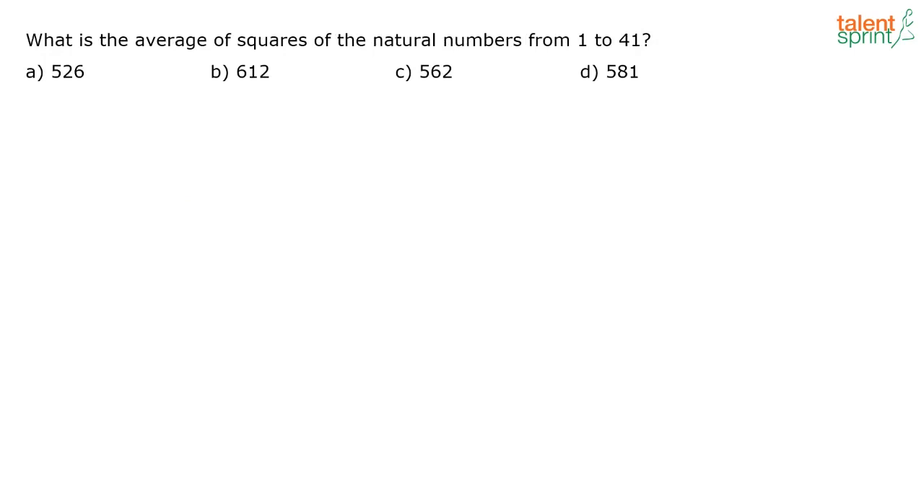What is the average of squares of the natural numbers from 1 to 41? So to find this, if we know the formula to find the sum of the squares of natural numbers, it will become very easy. What is the formula to find out the sum of squares of natural numbers?